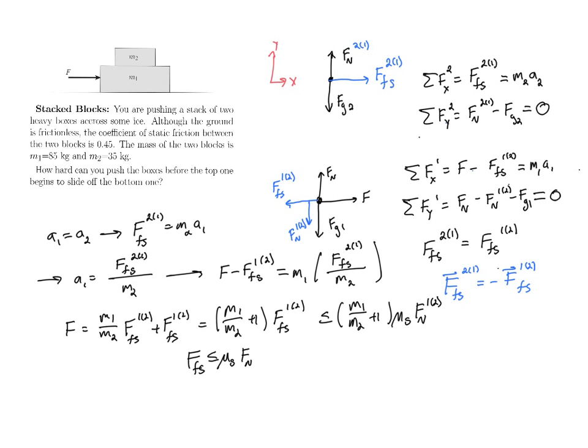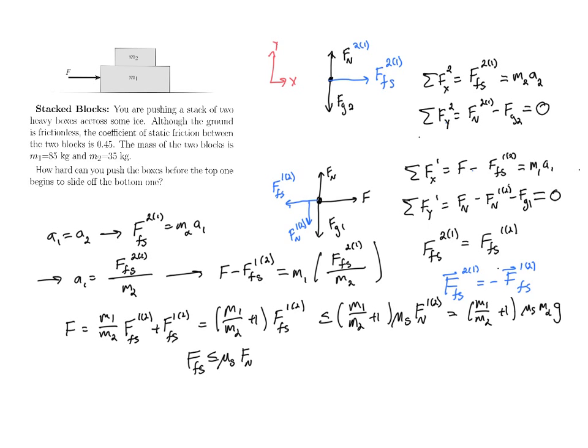So the force that I'm pushing with has to be less than or equal to m1 over m2 plus 1 times mu s, which I know, times the normal force. How do I find the normal force? I can get it from right here. Because the normal force minus the gravitational force is 0, the normal force is equal to the gravitational force. The normal force is m2 times g in this case.